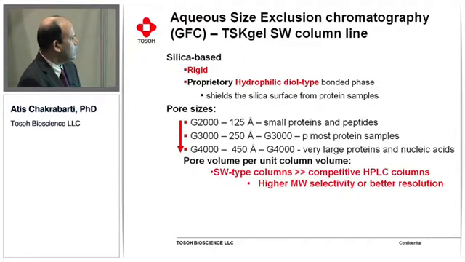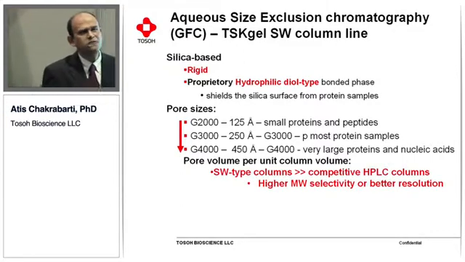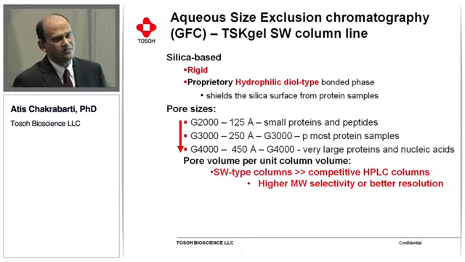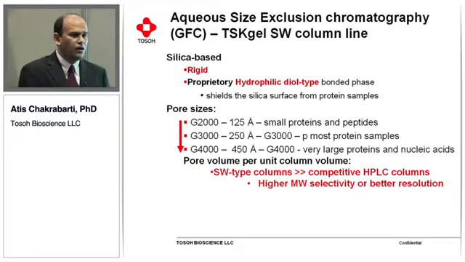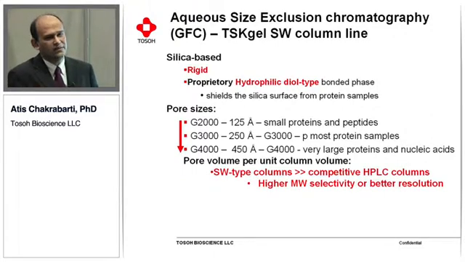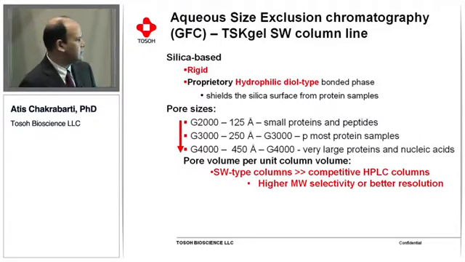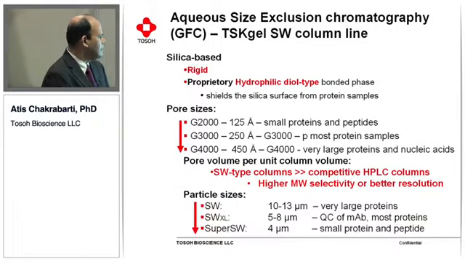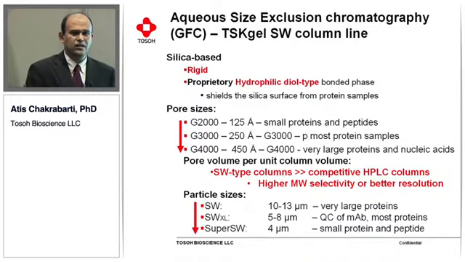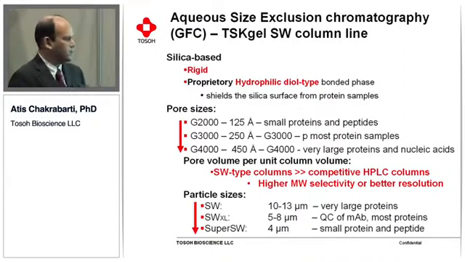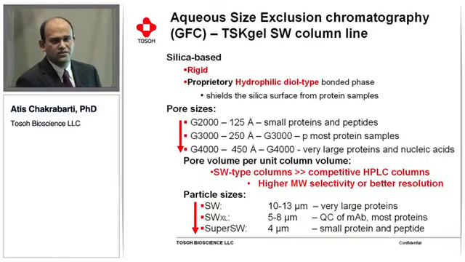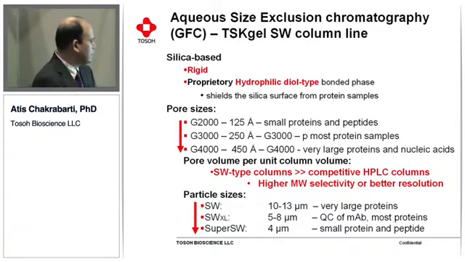Now what is the difference between the SEC columns we have compared to the SEC columns you get from the other vendors? Our column has more pore volume per unit column volume, which results in better selectivity and resolution. And as you go from the SW to Super SW, we have a column line, the SW column line. Within that particular column line we have SW, SWXL and Super SW.